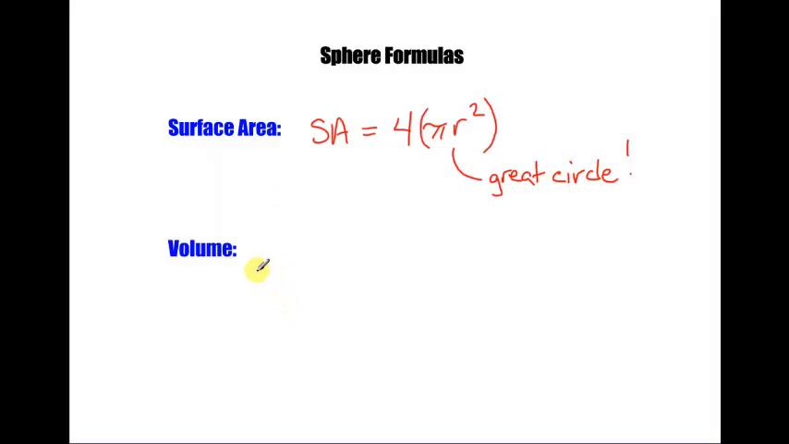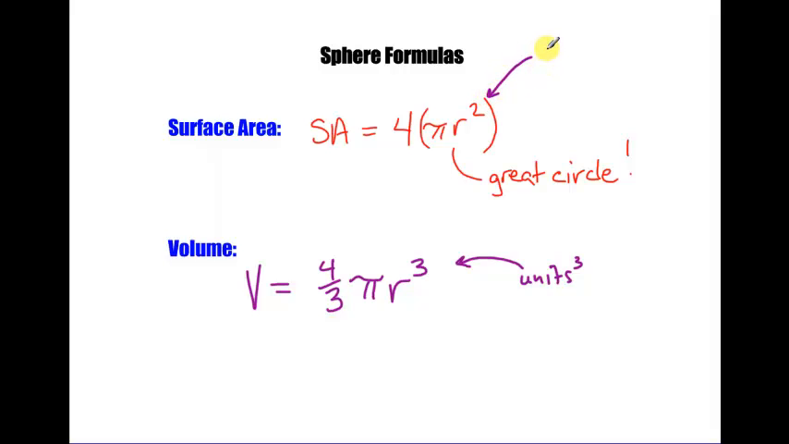And then we're also going to cover the volume while we're here. The volume of a sphere is found by taking 4/3 of pi r cubed. One important thing to remember is that the cube helps you remember the units are cubed. And up here in our surface area, we get to square the radius. Areas are always square units. So keep those things in mind.